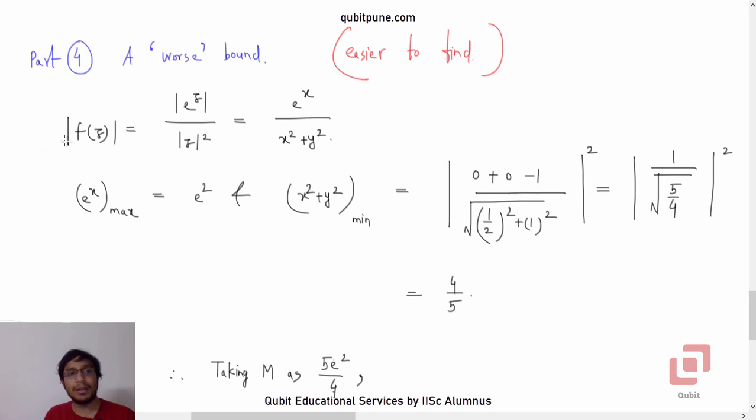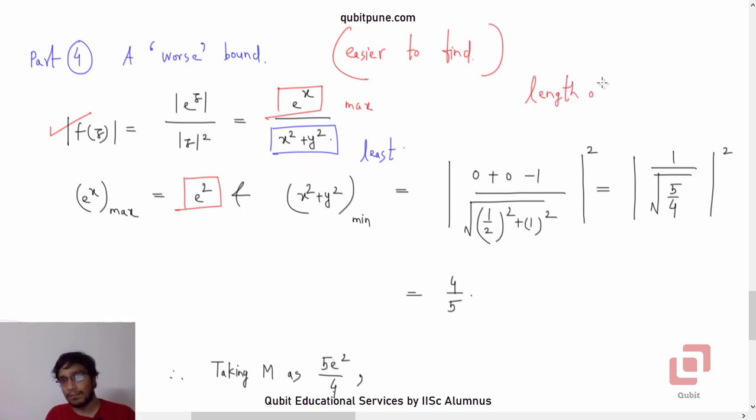For finding an upper bound on the absolute value of f of z, go for the maximum value of the numerator and go for the minimum value, or the least value, of the denominator. The maximum value is e to the power 2. Yes, and what is the minimum value of the denominator, or x squared plus y squared? For this, use the formula for length of perpendicular from a point on a line.